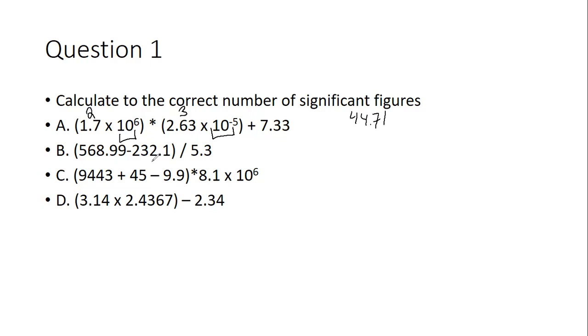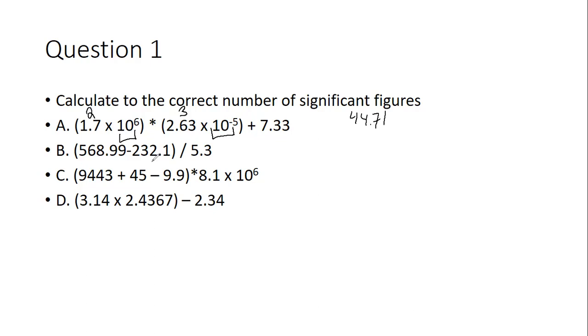So we have a number with 2 sig figs and a number with 3 sig figs, multiplying them. Multiplication and division say that our answer should have only 2 sig figs. However, we're not done yet, right? We still have to add it to 7.33.